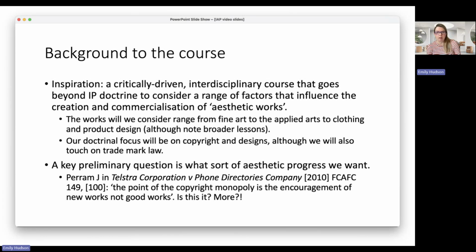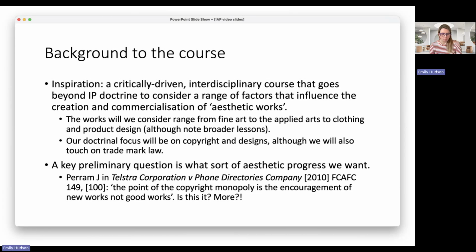So I suppose we might start with what sort of works we're dealing with here. And as noted on the slide, the works we will consider range from fine art to the applied arts to clothing and product design. So we're interested in creative works, bearing in mind too that although our focus is more on the visual arts and design, we will mention other creative outputs, so literature, music, and so forth, and the sorts of ideas we cover will also be relevant to those outputs.